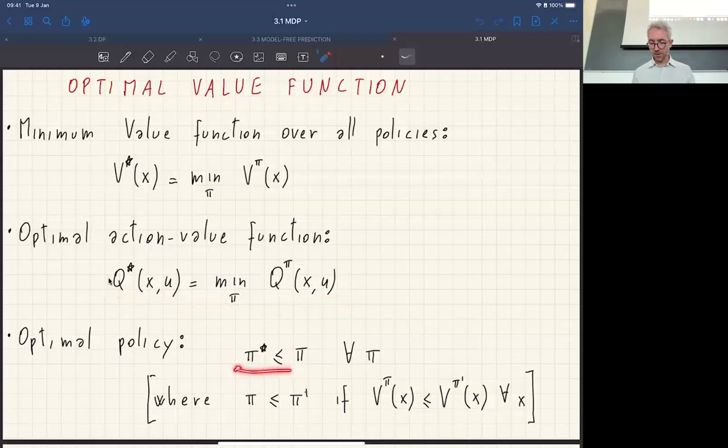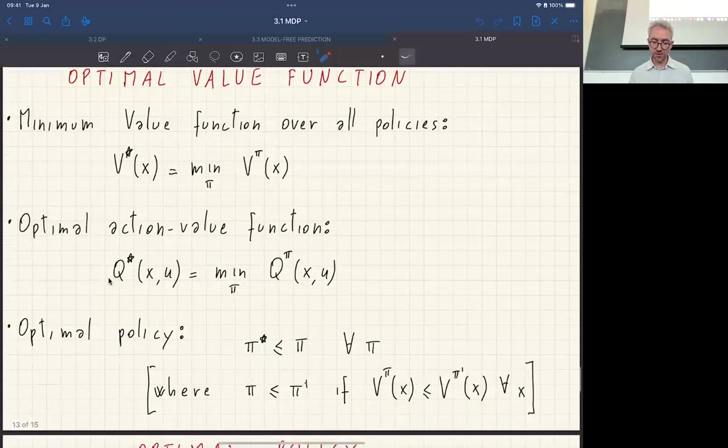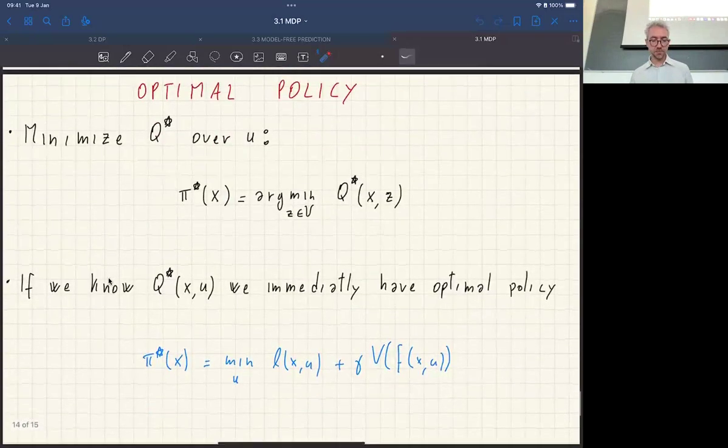Sometimes, although we are not going to use this much, you may find this writing here, which may look confusing. What it means is that saying a policy is smaller than another policy actually means that the value of a policy is smaller than the value of another policy. It's just an overloading of the operator.